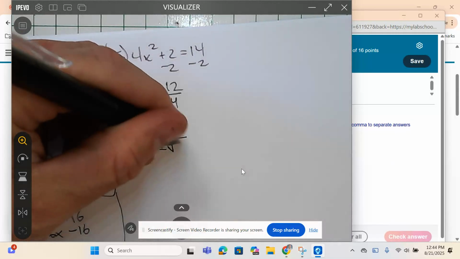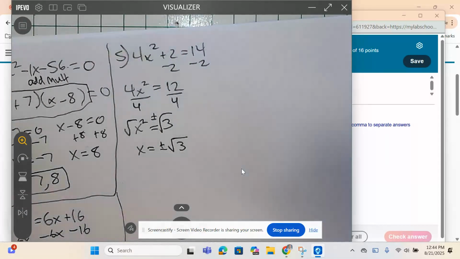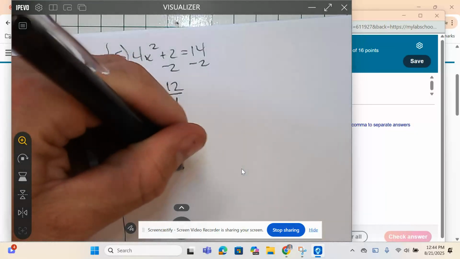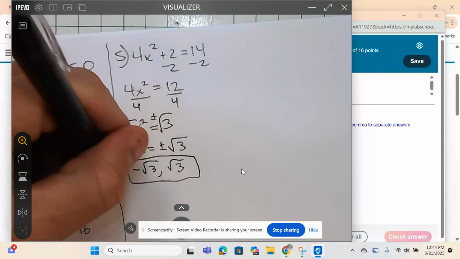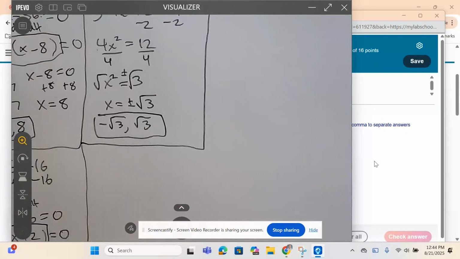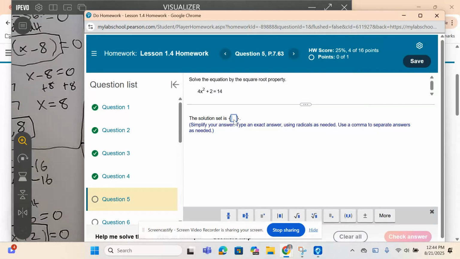Now the square root of 3 has no common factors, no way that can break down. So it's going to be negative square root of 3, comma square root of 3. So 2 irrational solutions here. Probably going to have irrational solutions. So negative square root of 3, comma square root of 3.